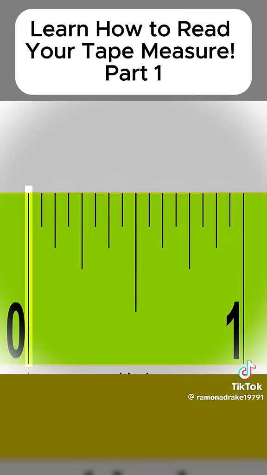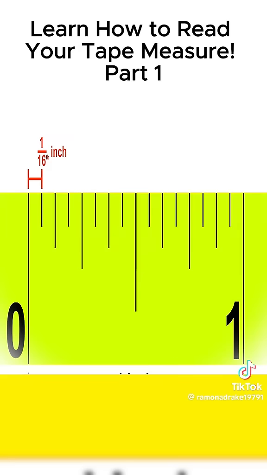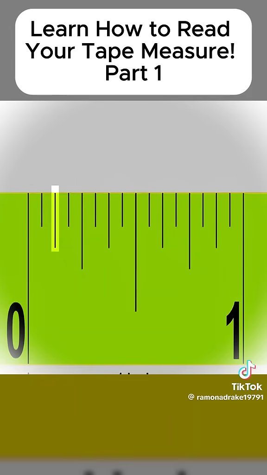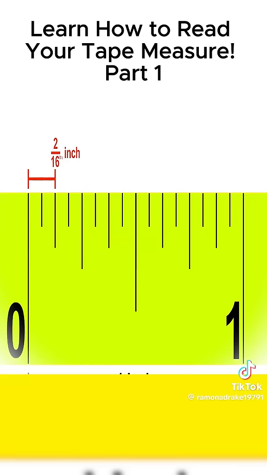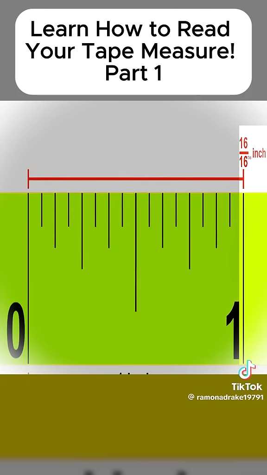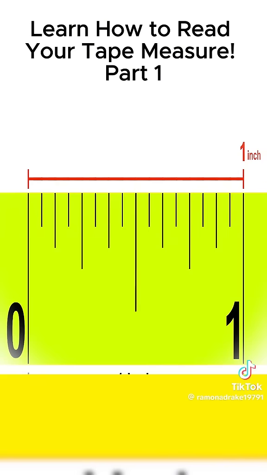The distance between the 0 mark and the first line is 1/16 of an inch. The distance between the 0 mark and the second line is 2/16 of an inch, and so on, until we reach 16/16, which is just another way of saying 1 inch.